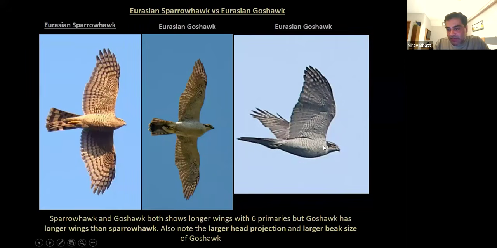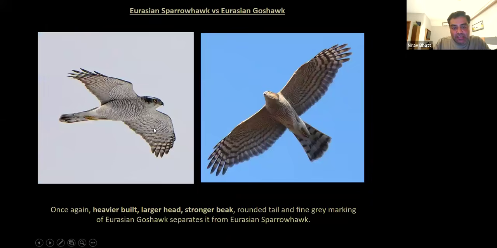Okay, this is in flight once again. It has a much more robust head, larger beak, and the underparts are gray, unlike the rufous color of Eurasian sparrowhawk. These are the most important pointers here. Even the tail. The sparrowhawk has a square tail, straighter line, while goshawk in flight, when it is spreading, has more of a wedge tail, a circular looking tail. It is more clearly seen here. It has a wedge shaped tail, while sparrowhawk has a squarish tail.